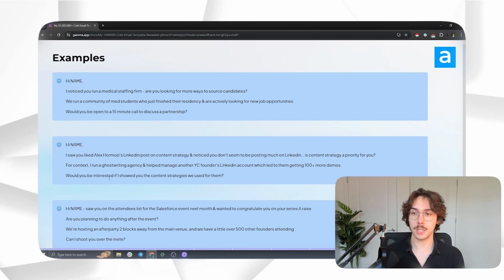So here's some examples. I'm going to read out a couple of these. This is also going to be in the description below if you want to check this out.